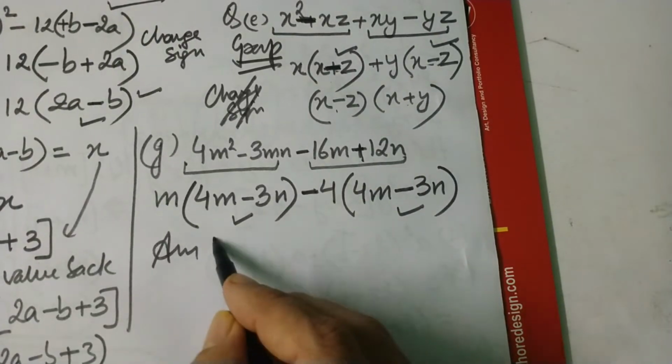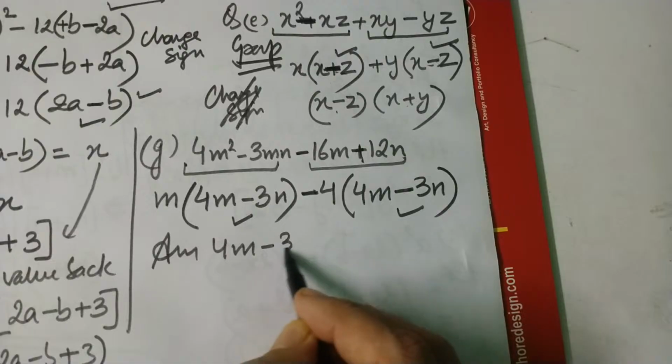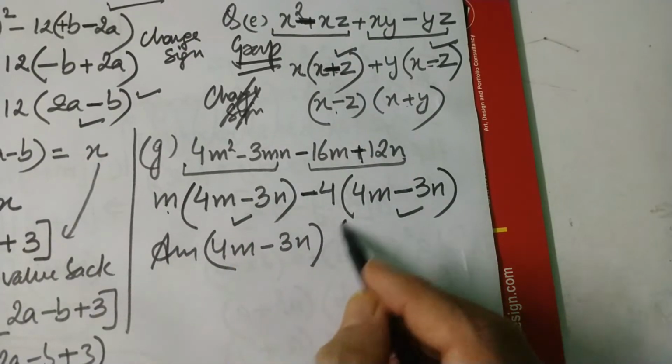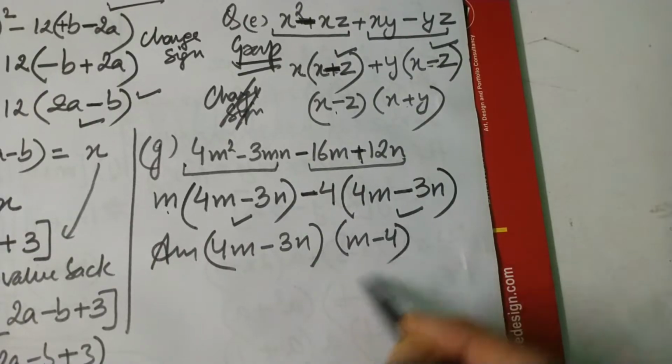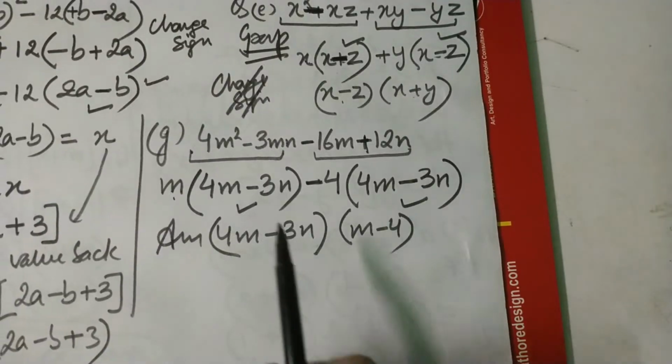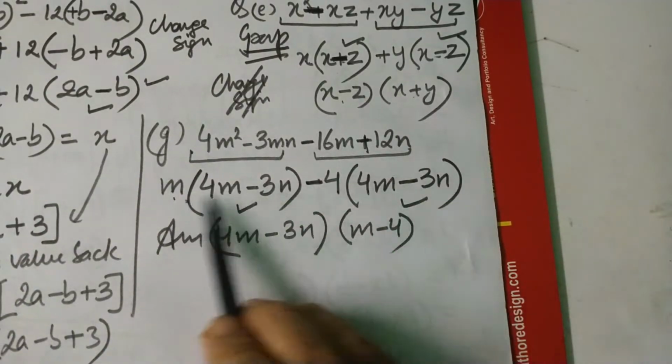So my answer becomes 4m minus 3n and m minus 4. One bracket which is common and the other is another bracket. So 4m minus 3n and m minus 4.